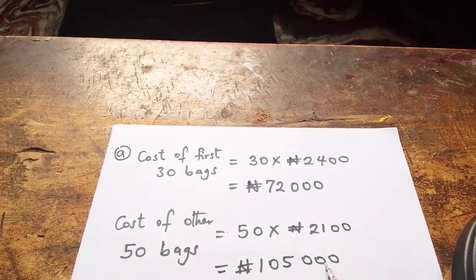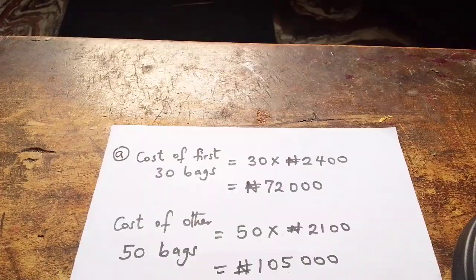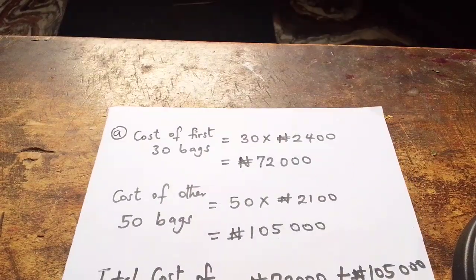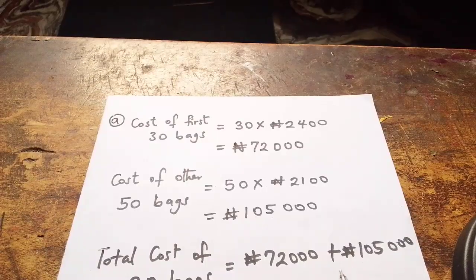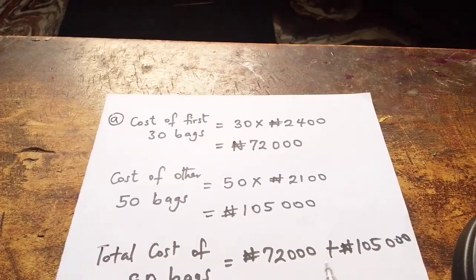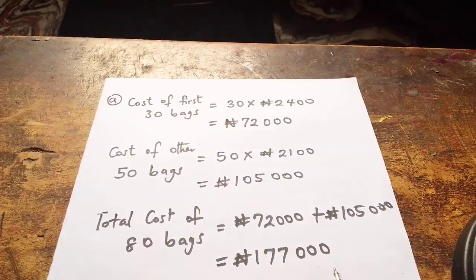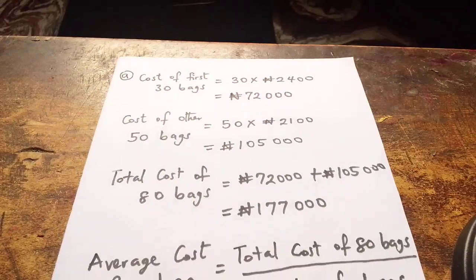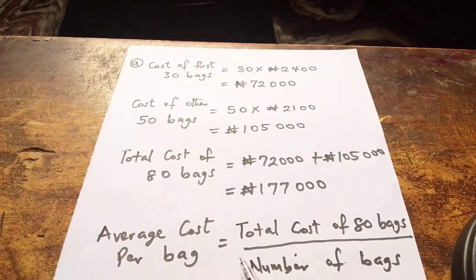105,000 naira. Now we want to know the total cost of all the bags. We have the 30 bags plus the 50 bags. So what is their total cost? That means you add 72,000 naira plus 105,000, which gives us 177,000 naira.